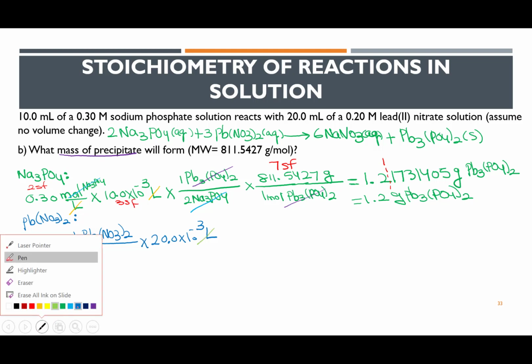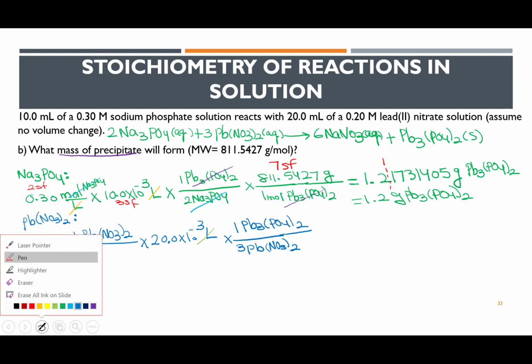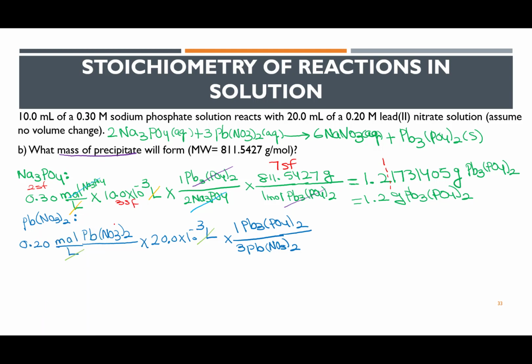Okay. Now the next step, I want to convert the moles of lead 2 nitrate to the moles of lead 2 phosphate, which is our precipitant. And based on the balanced chemical equation, 3 moles of lead 2 nitrate is proportional to 1 mole of lead 2 phosphate. Okay. Also, as you can see here, the moles of lead 2 nitrate are going to cancel.